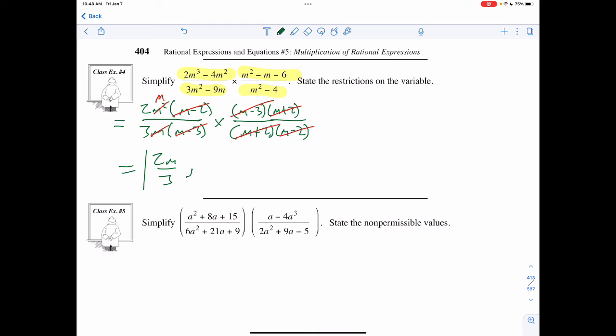And this is true looking at the fully factored version of my denominators, so long as m is not equal to 0 for the one outside the brackets, 3, or positive or negative 2.